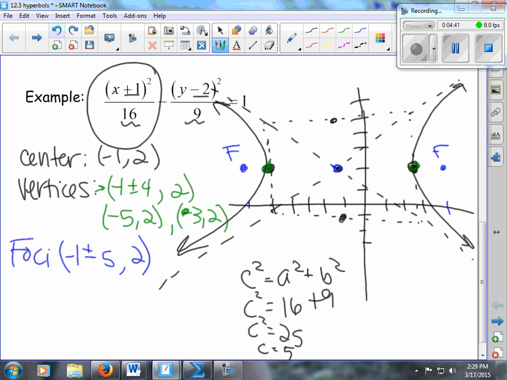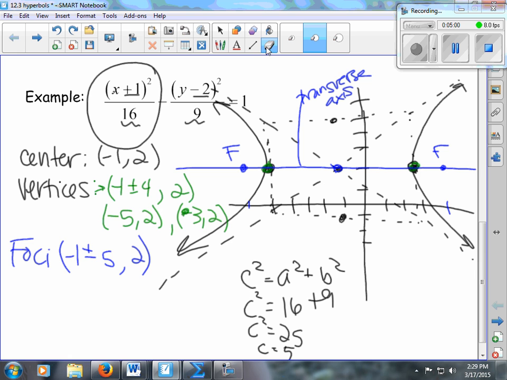Again, those are all going to be on that same axis. In ellipses, that was called the major axis. In hyperbolas, this is called the transverse axis, right here. This is going to be your transverse axis. And I actually drew the transverse axis too big. It doesn't extend, I don't believe. I think it just goes to the vertices.